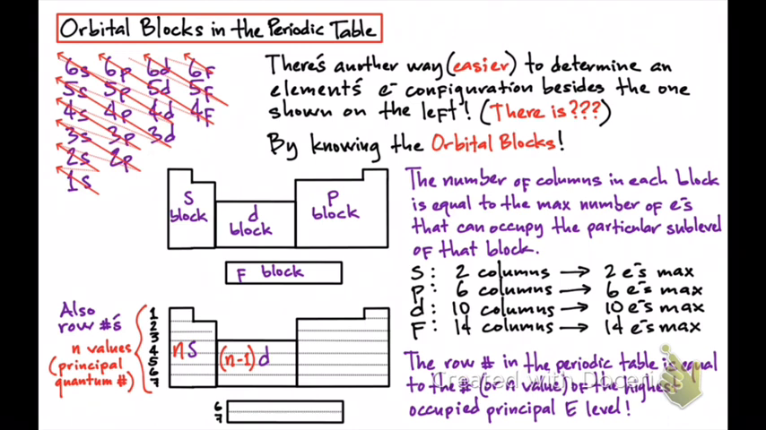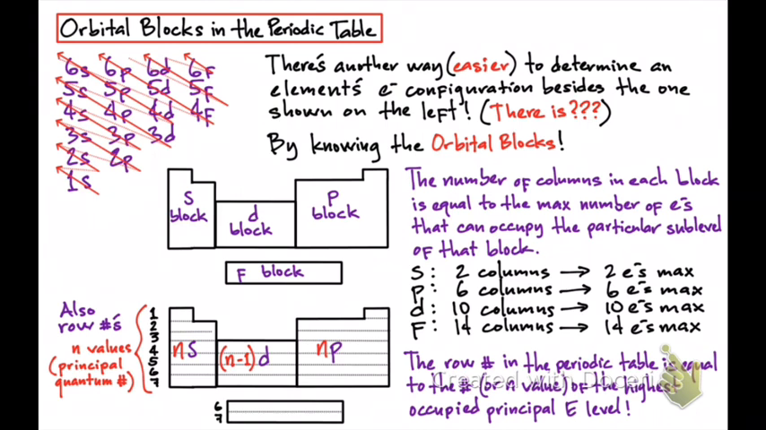So all the elements on the 4th row in the d block have 3d as their highest energy level. And then once you get back to the p block, the highest energy level that's occupied is equivalent to the row number plus the sublevel, the p. So, for example, if we have carbon over here, carbon is on the second row, the highest level would be 2p. Nitrogen, oxygen, fluorine, they're all on the second row, so the highest energy level that's occupied will be a 2p.